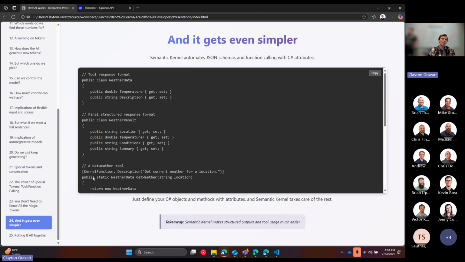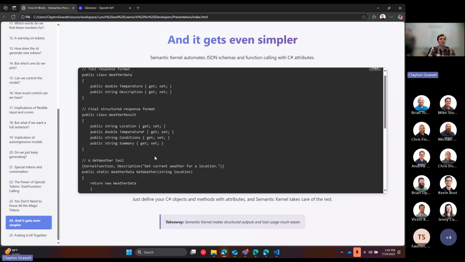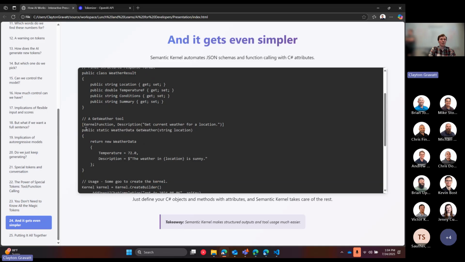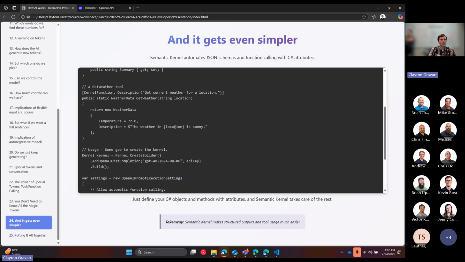So this is where Semantic Kernel comes in. Semantic Kernel is a very helpful library that automates the construction of those JSON schemas and that function calling, just with simple C# attributes. If we want to use structured outputs by constraining our model to something that looks like valid JSON, we can just use a C# object defining our weather result here. And if we want to use tools, instead of having our if ladder to parse out the call, we can just decorate our function as a kernel function and maybe give it a description for what it does and how our AI might want to call it.